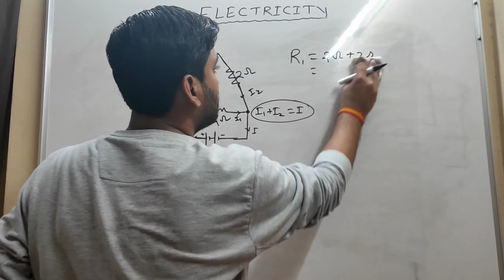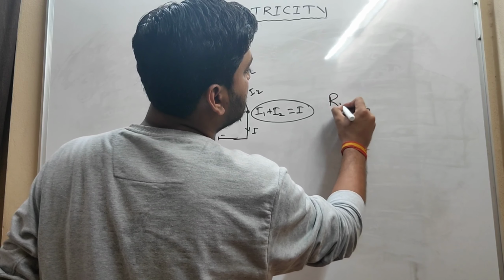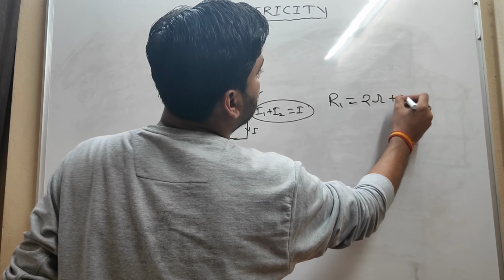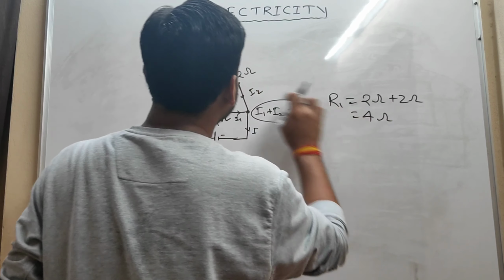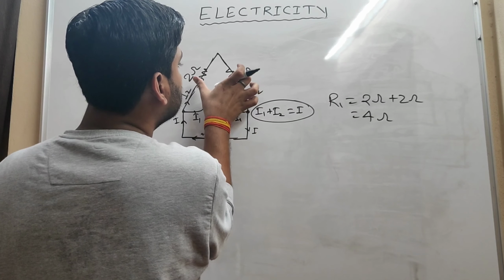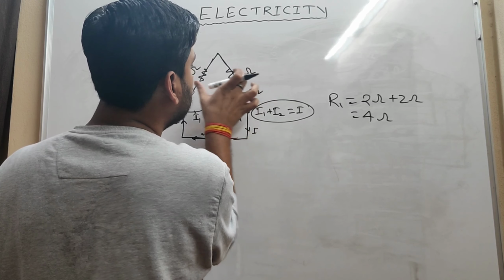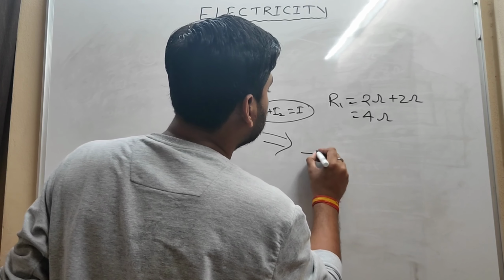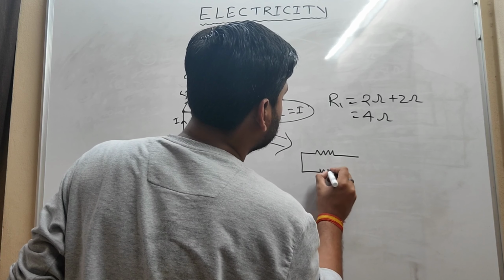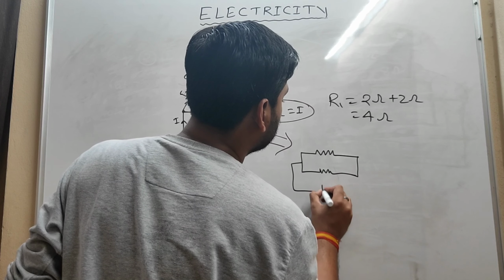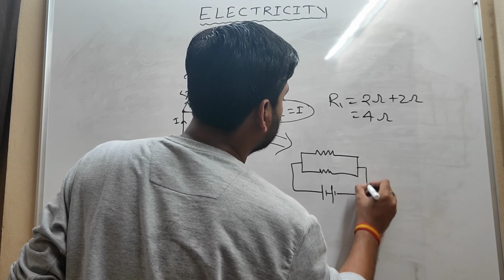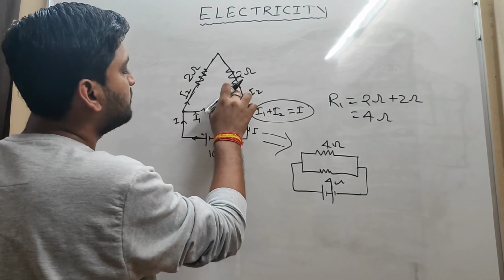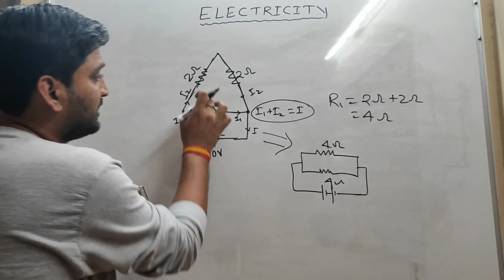So R1 is equal to 2 ohm plus 2 ohm, which is equal to 4 ohm, because these two are in series. The equivalent of these two is 4 ohm, and there is another 4 ohm. So now this circuit will convert into this. This is 4 ohm, the equivalent of these two, and this 4 ohm is this.